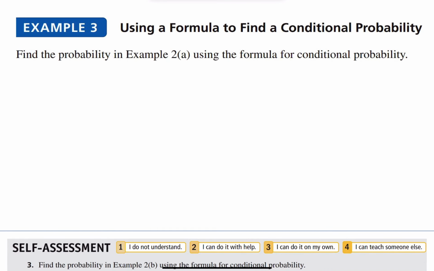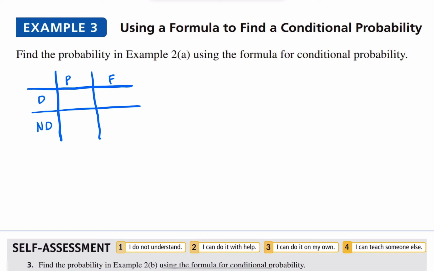All right, so example 3, find the probability in example 2A using the formula for conditional probability. So the way we're going to do this is we're actually going to find our joint and marginal relative frequencies. So we're going to make our two-way table again. You've got your pass and your fail, and your defective and your non-defective. And then remember, we want to have a space for our totals.